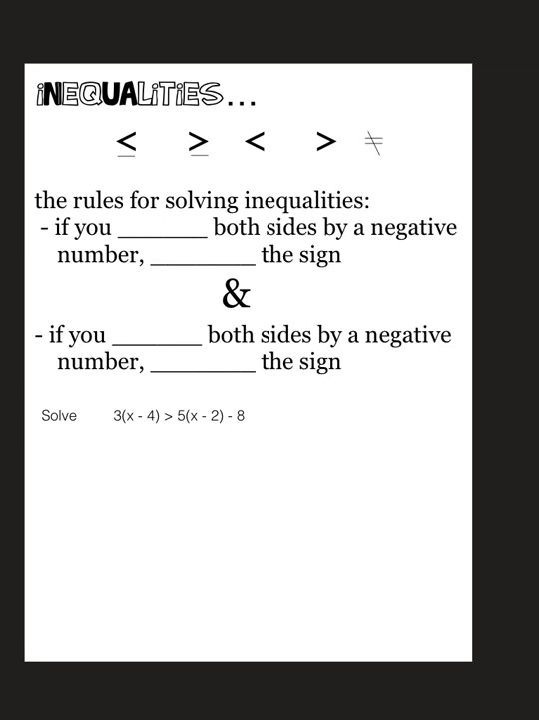The first one is if you multiply both sides by a negative number, flip the sign. The second rule is if you divide both sides by a negative number, flip the sign. Basically, all the steps that you have for solving inequalities are exactly the same steps that you would use for solving equations, except for those two rules.